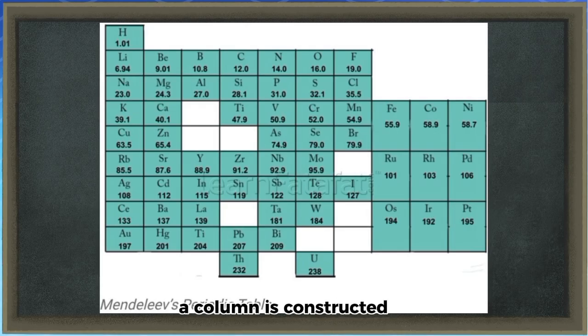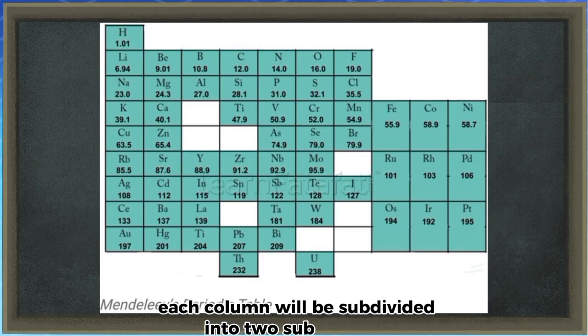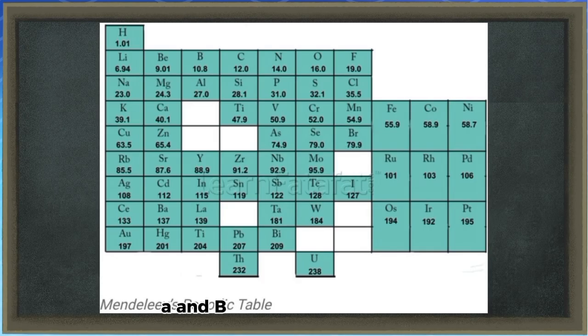A column is constructed by stacking the periods one on top of the other. Mendeleev's periodic table is composed of horizontal rows and vertical columns, or periods and groups. The pieces are similar but not identical. They are placed below but somewhat apart to differentiate them. Each column is subdivided into two subcolumns, A and B, with elements from the same subcolumn sharing the most similarities.